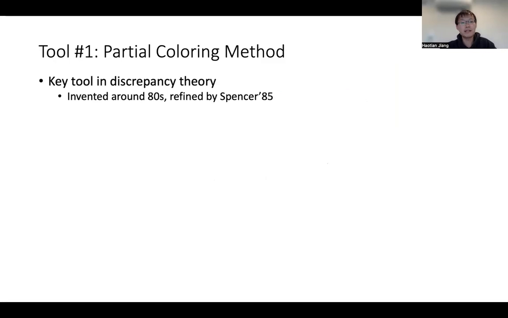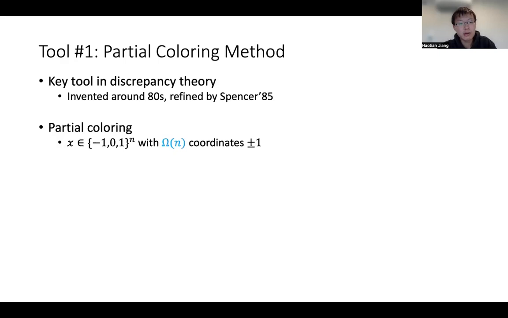Okay, so now I want to discuss a few key techniques behind the proof of this theorem. The first tool that we use is the partial coloring method. This is a key tool in discrepancy theory invented around the 80s and refined by Spencer in 1985 to prove his fundamental result. Okay, so what is a partial coloring? A partial coloring is a plus 1, minus 1, and 0 vector with at least a linear number of coordinates being plus or minus 1.